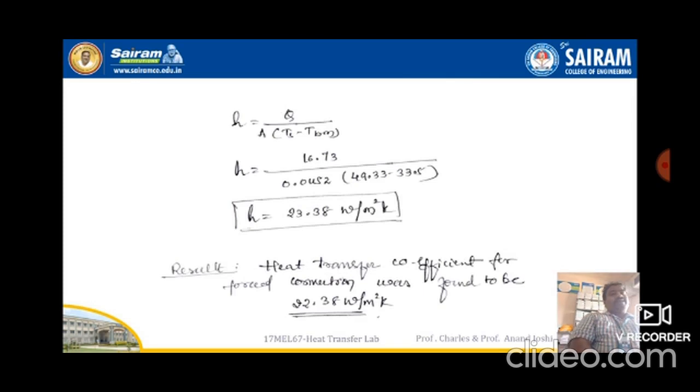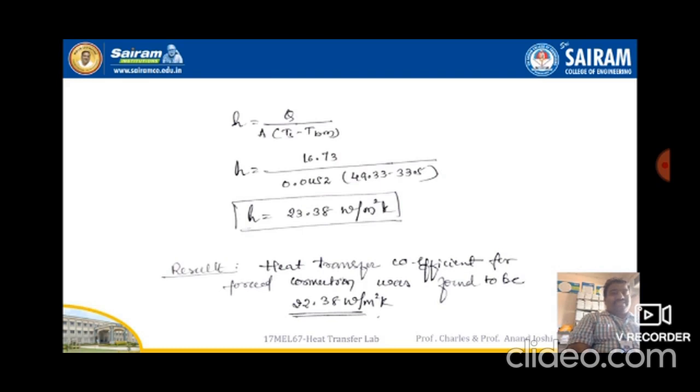Once you get Q, we can easily calculate the heat transfer coefficient according to Newton's law of cooling. So H is equal to Q divided by A into Ts minus Tbm. Q is already found, 16.73 divided by 0.0452 into 49.33 minus 33.5. So you substitute this value and simplify this equation, and you will get H is equal to 23.38 watt per meter square Kelvin.